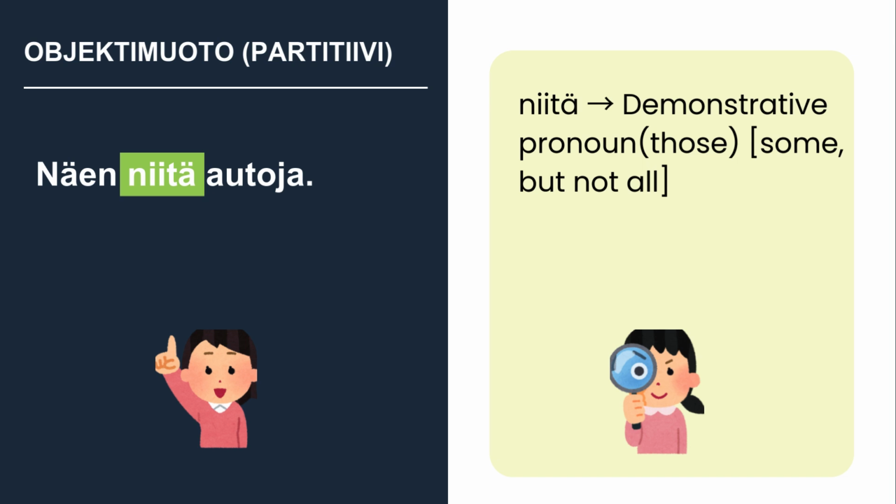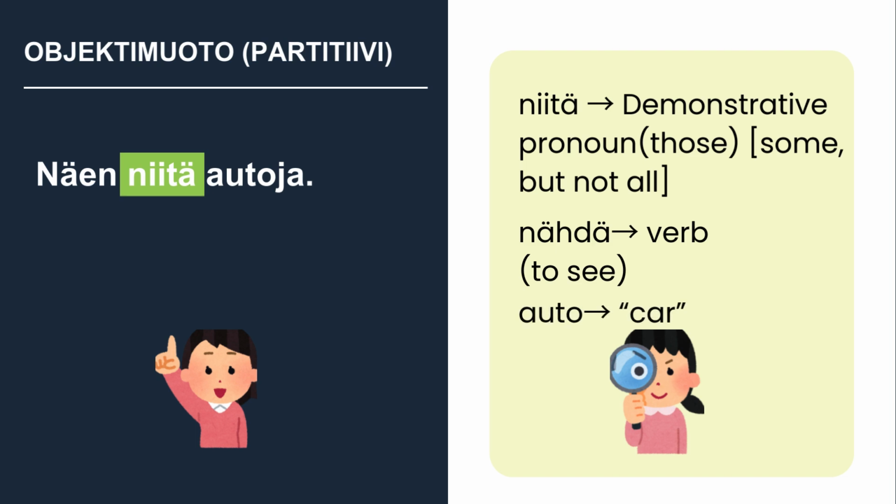Näen niitä autoja. Here, niitä is a demonstrative pronoun which means those. Näen comes from the verb nähdä, means to see. Auto means car. Näen niitä autoja means I see some of those cars. Now you will ask me, what is the difference between niitä and noita? Noita refers to something that is closer to the listener or is pointed at directly. And niitä, you are referring to things far from both the speaker and the listener. The things that are more general or already known.